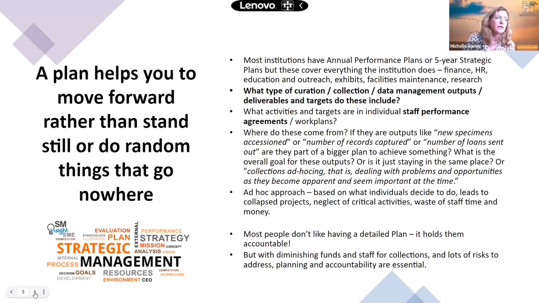So why do we need a plan? We know what we need to do in the collection. We do all kinds of curation things and loans and visitors, databasing and all of those kinds of things. And most institutions have an annual performance plan. I think if you fall under government, you have to have one, or you have a 5-year strategic plan, or you have both. And if you look at those documents, they cover all kinds of things: finance, HR, education, outreach, exhibits, facilities maintenance, and research.